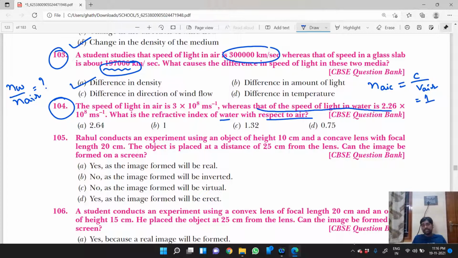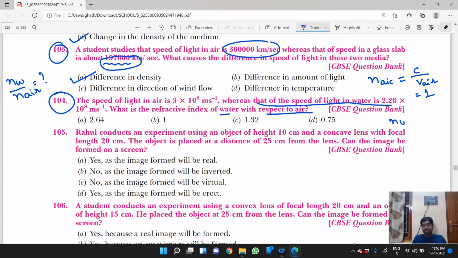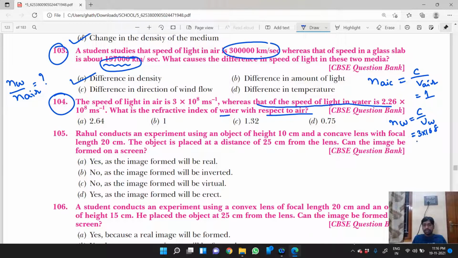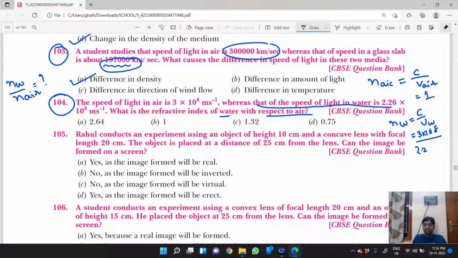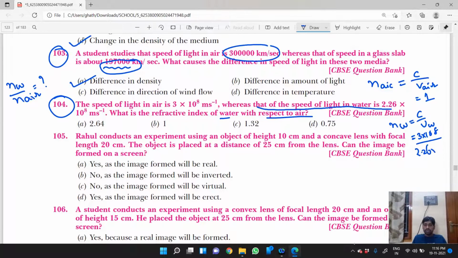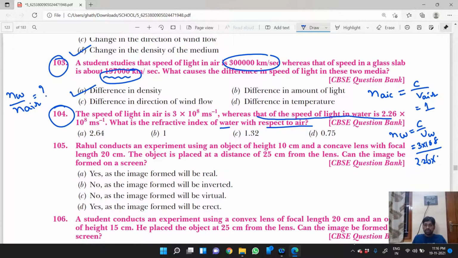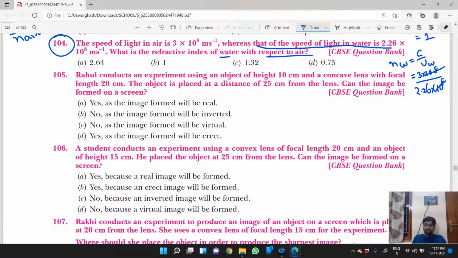Whereas in the case of the refractive index of water, that is C by V water. That is 3 into 10 to the power of 8 upon 2.26 into 10 to the power of 8. This 10 power 8 and 10 power 8 get cancelled. So we can say the refractive index of water is equal to 3 upon 2.26. We can say it as 300 upon 226.